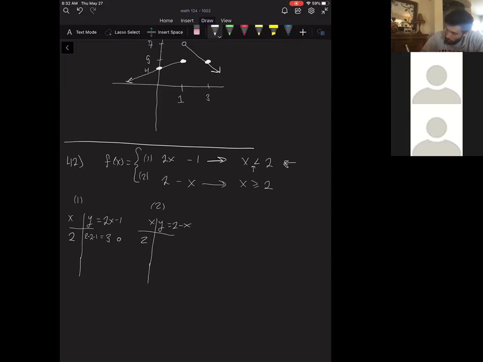And then the 2 on the bottom, we plug that in, we're going to get 2 minus 2, which is equal to 0. And we're allowed to plug 2 into here because you see 2 is greater than or equal to 2. So we're going to put a closed circle next to that 0. Let's move this open circle so it doesn't look like a 30.